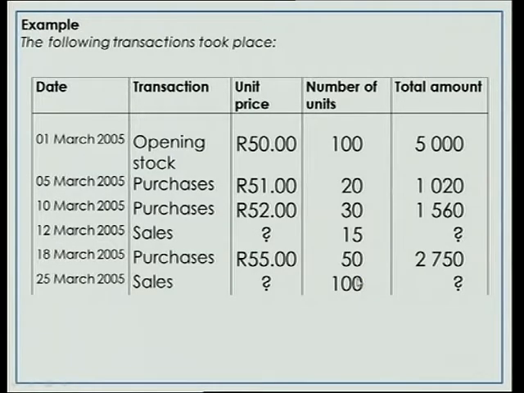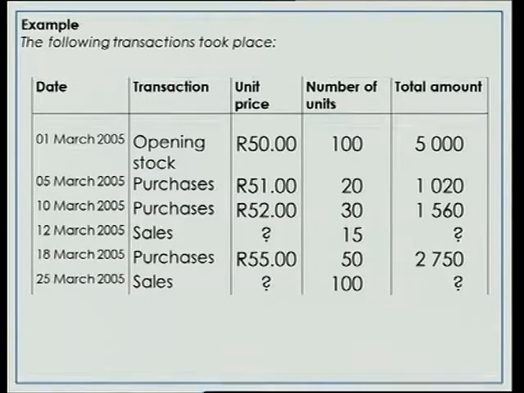So let's now look at this example using the two FIFO methods. First, the FIFO perpetual, and then the FIFO periodic. We're only going to look at those two today. On the next session, we're going to use the same example, but then we're going to use the weighted average method. For today, first in, first out.